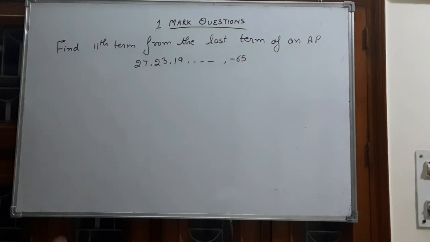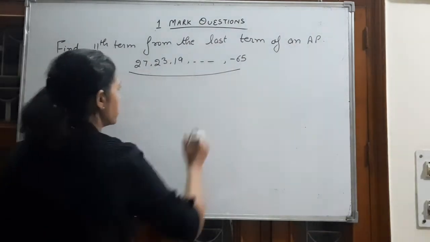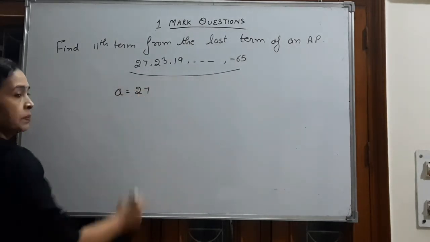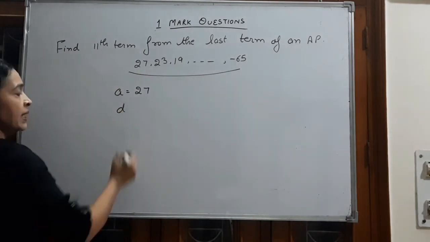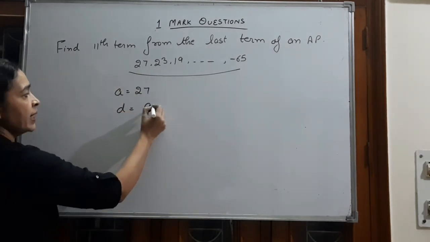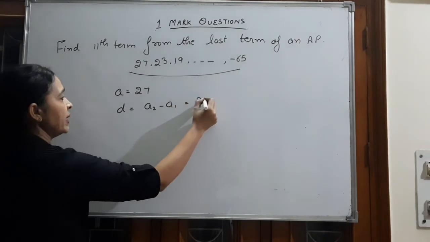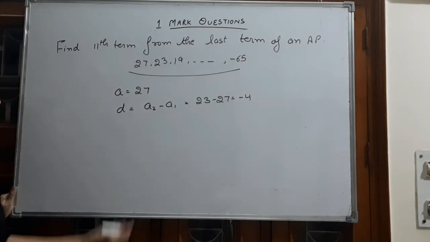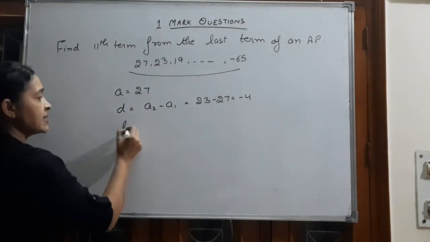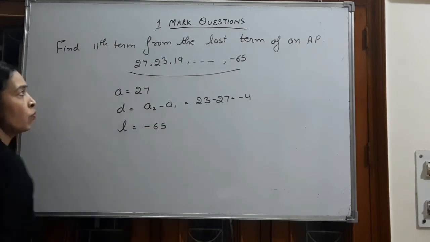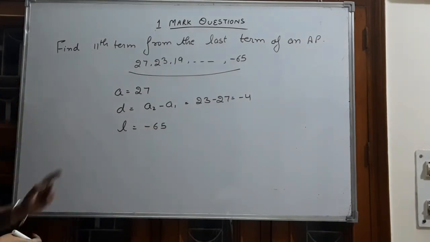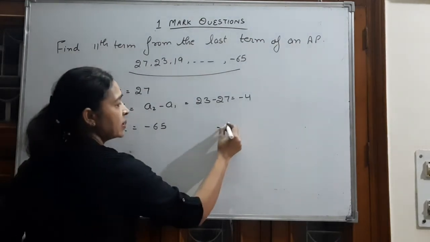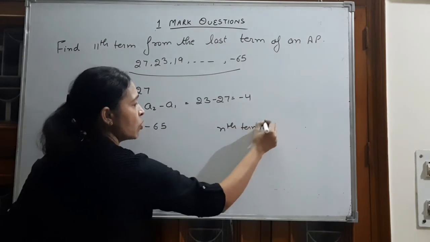Find the 11th term from the last term of an AP. In this AP, the first term A is 27. What is the common difference D? How can we find it? A2 minus A1, that is 23 minus 27, which is minus 4. The last term is also given, L is minus 65. What do we have to find? We have to find the 11th term from the last of the AP, that is the nth term from the last.